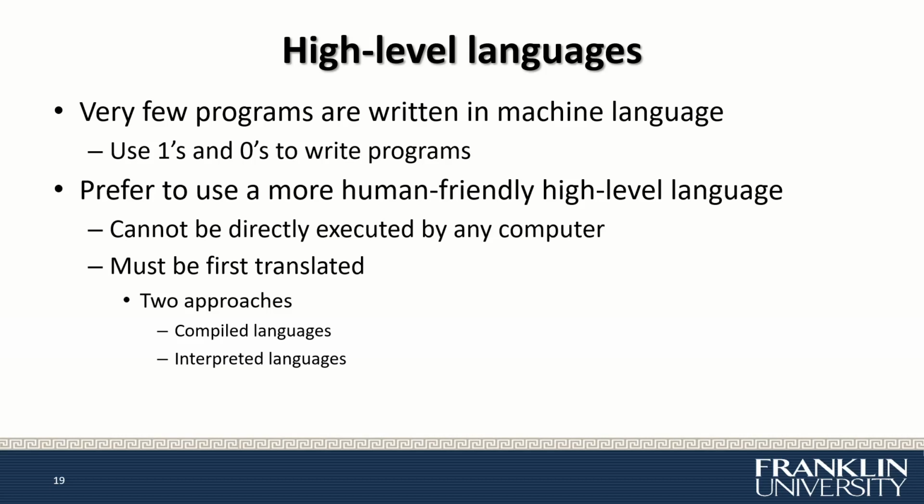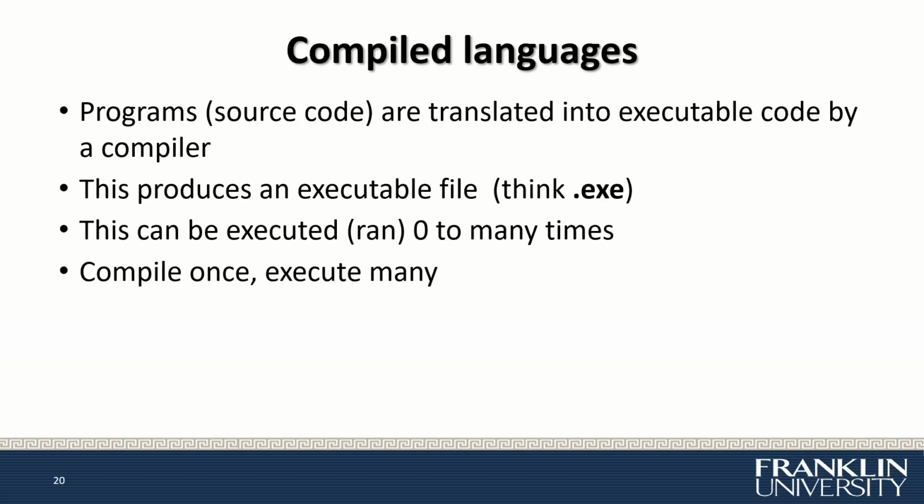A high-level language cannot be directly executed by the computer. It has to be translated first, and there are two approaches. You can compile or you can interpret. In compiled languages, the program or source code is translated into an executable by a compiler. An example of a compiled language is C++. This will produce an executable file when you compile the program into executable code. Think about a Windows .exe program.